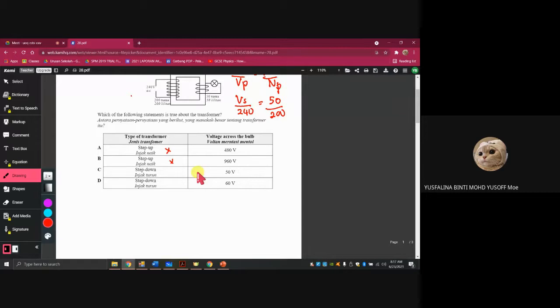So you cross multiply like that: 200 Vs equals 50 times 240. So you will get 50 times 240 divided by 200, and the answer is 60 volts.